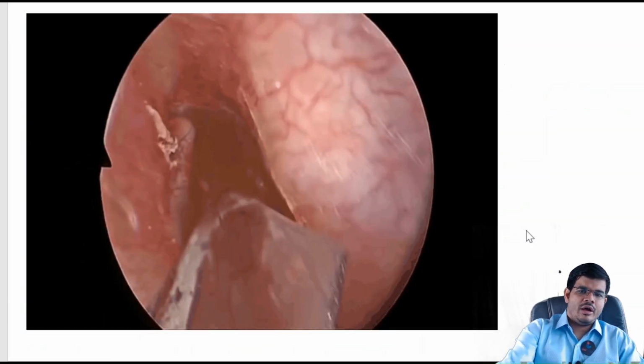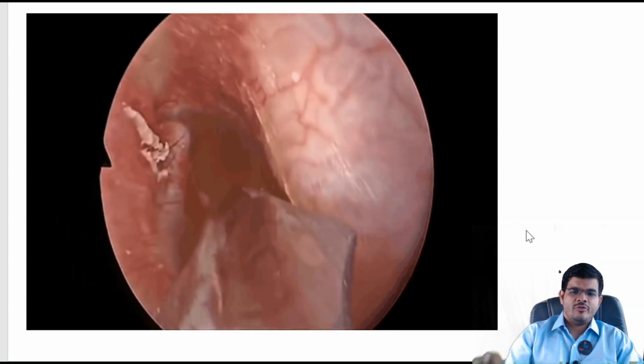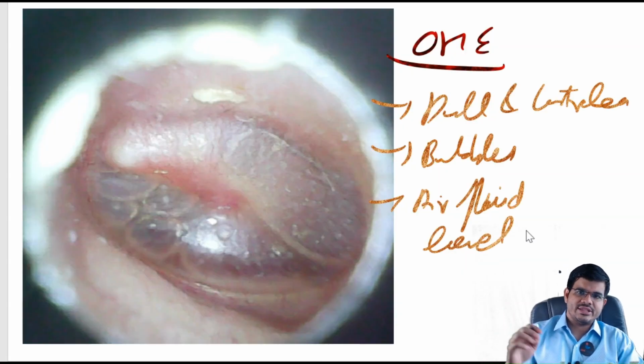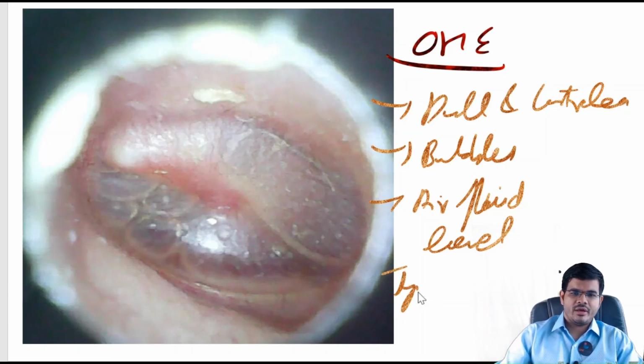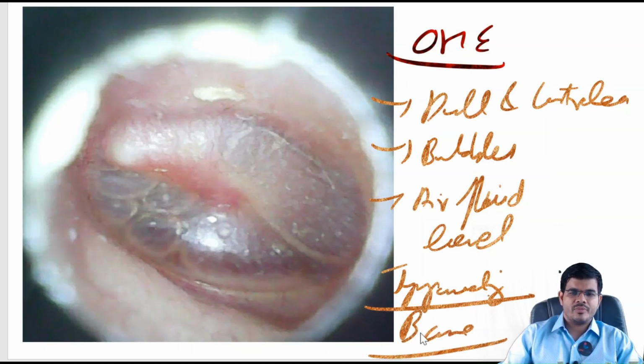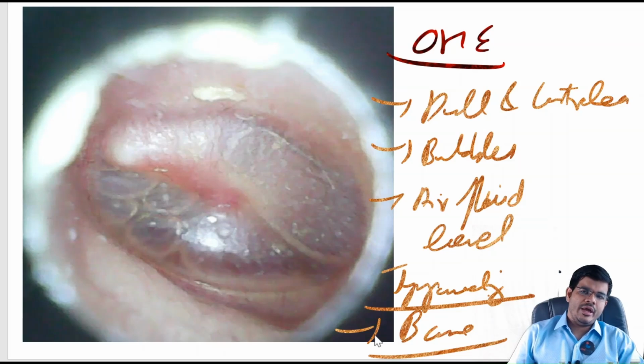And how will you confirm the diagnosis? For the confirmation of diagnosis, we do a test. What is that? The test for confirmation of diagnosis is tympanometry. Okay, on doing tympanometry, you will find that there is a B curve. Okay, there will be a B curve seen in case of otitis media with effusion.